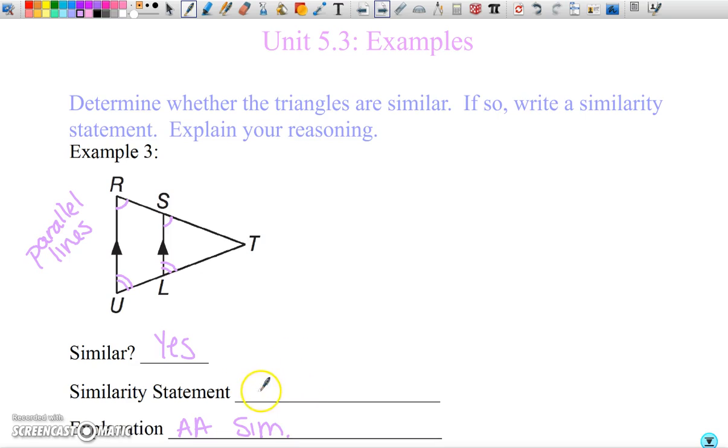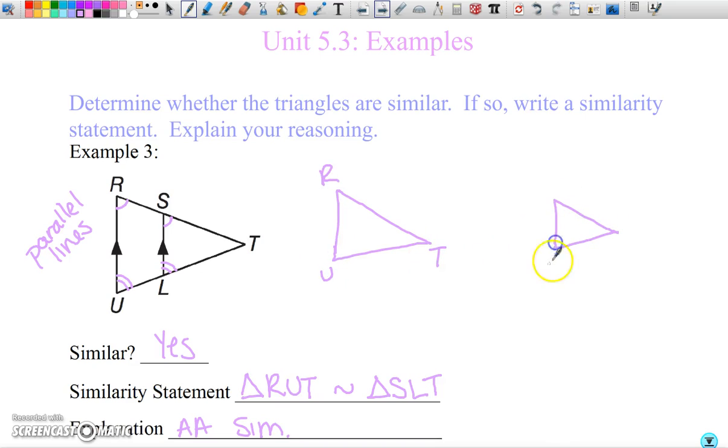And then what would be your similarity statement? If we name the first triangle RUT, we would say that that is similar to triangle... Now remember, we used R first, so we have to use S first here. Then we went to U, which is congruent to L, so we have to go to L, and then T. So this really is a triangle within a triangle. Really we've got this triangle here, RUT, and then we have a smaller version of that same triangle right here, SLT.